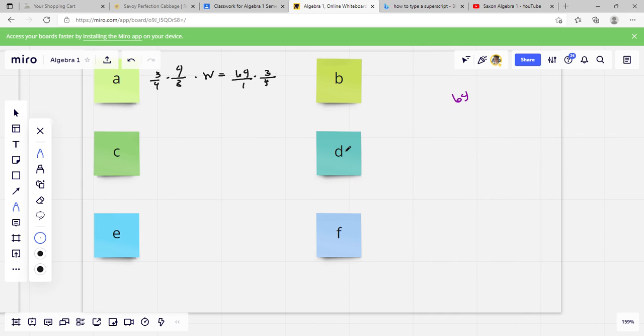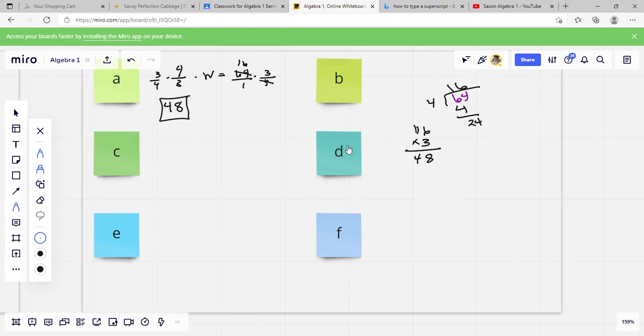Now, 64 divided by 4 will be 16. So if I cancel here, I've got 16, and then I just need to do 16 times 3. And I get 48. And that's the answer to A, is 48.